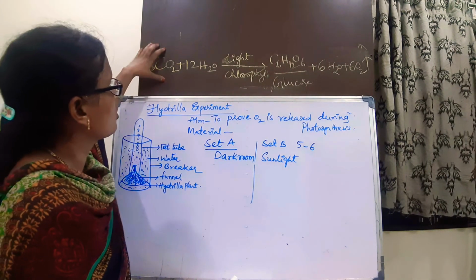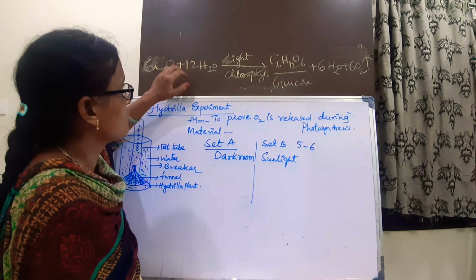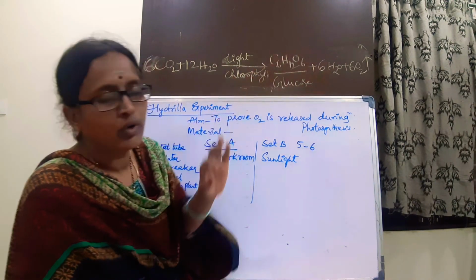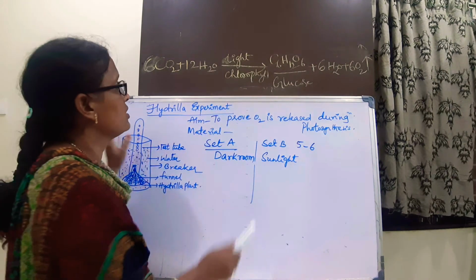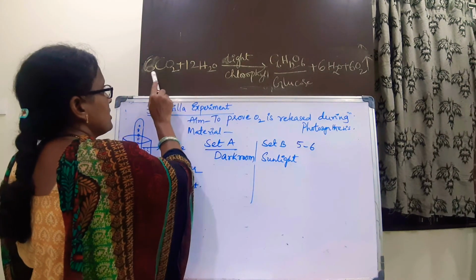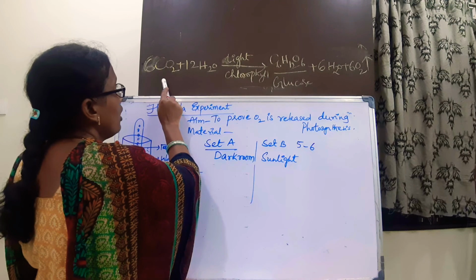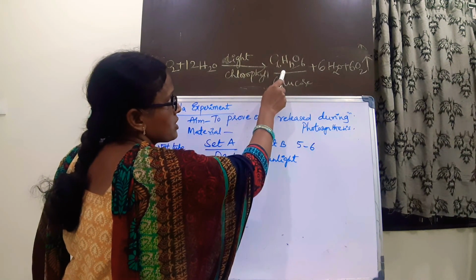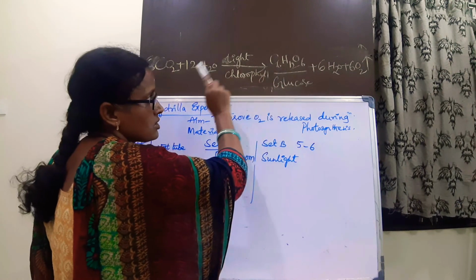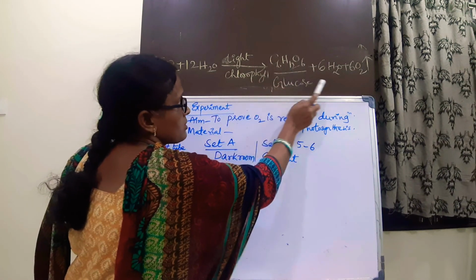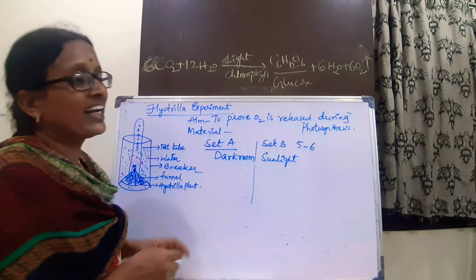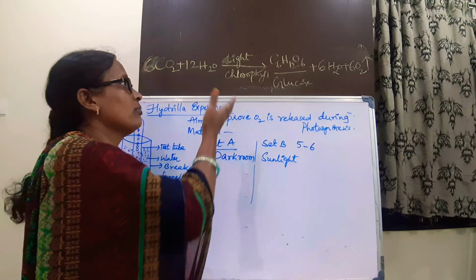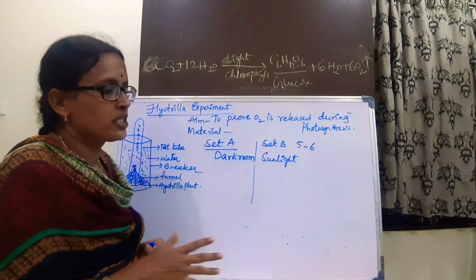Once again, observe this equation of photosynthesis: carbon dioxide and water give glucose, and water and oxygen are released. Carbon dioxide is necessary for photosynthesis, and we proved this with the half-leaf experiment. And the presence of starch in leaves is the first experiment we proved. That oxygen is liberated or released in photosynthesis, we proved by the hydrilla experiment.